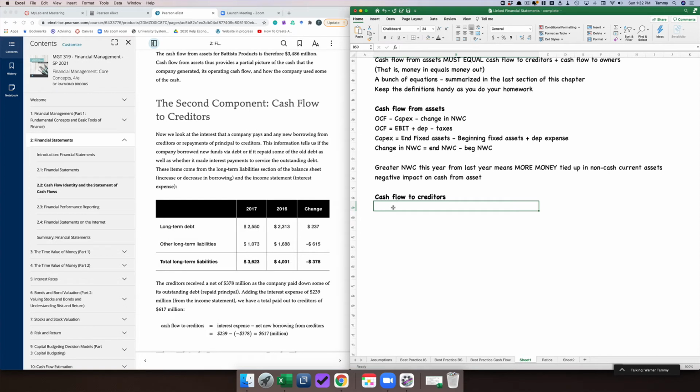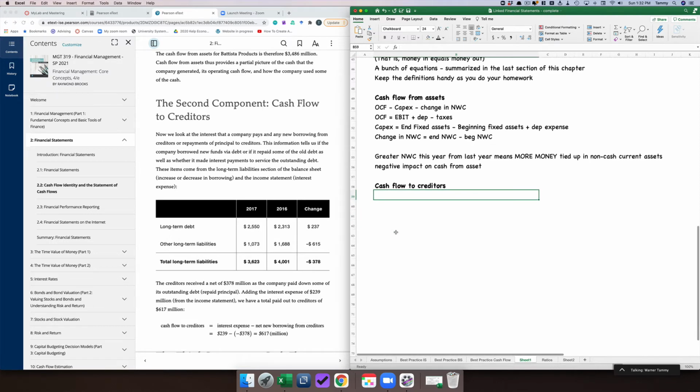Now, the cash flow that we give to our creditors has to do with both the interest that we pay on any existing debt, and then we have to take into account any new debt that we've taken on or old debt that we retired. Okay, so the cash flow to creditors can be defined as interest expense minus net new borrowing. Interest expense is a negative cash flow. Net new borrowing is a positive cash flow.